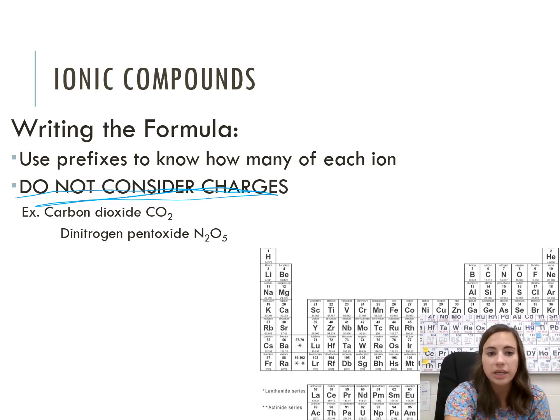So for the examples given, carbon dioxide. There's no prefix in front of carbon, so it's 1. Di means 2, so CO2. Dinitrogen pentoxide, di means 2, pent means 5, N2O5.